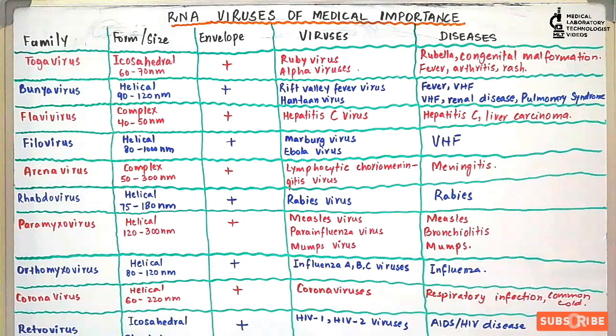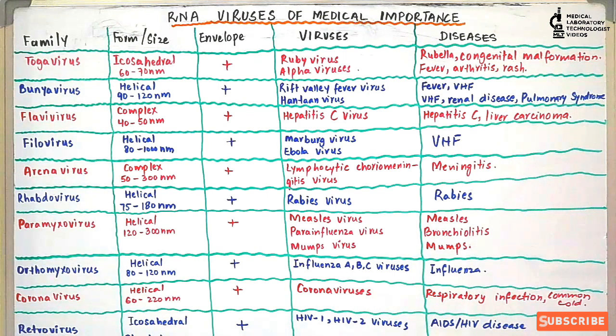Next is paramyxovirus. Paramyxovirus is helical in shape, 120 to 300 nanometer in size, and also contains an envelope. And the viruses in this family are measles virus, parainfluenza virus, and mumps virus. As you know, measles virus causes measles, parainfluenza virus causes the disease bronchiolitis, and mumps virus causes the disease mumps. So measles and mumps also are caused by a virus that is an RNA virus, and the family is paramyxovirus.